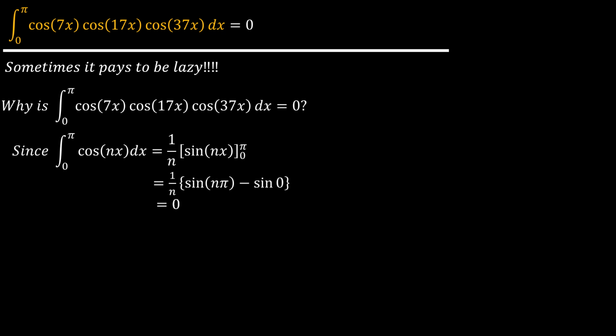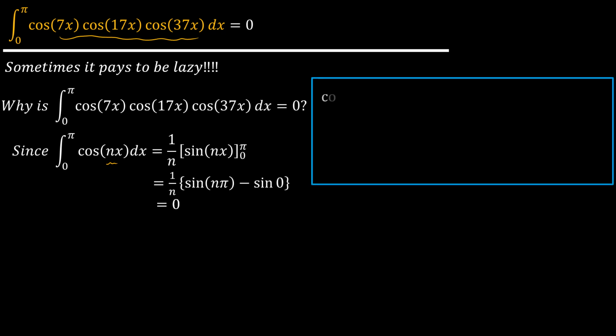So why is this important? It is because I can decompose this product that we have here. This product can be decomposed into independent cosine functions with different values of n.